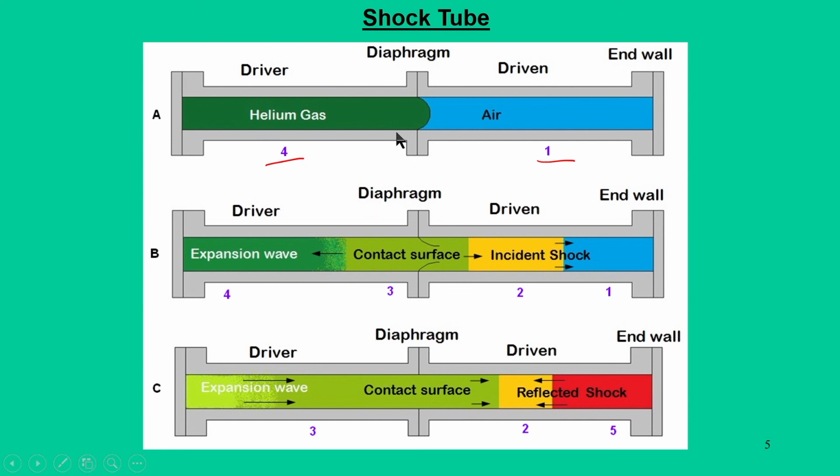Now, what happens when you have kept this gas filled, what you do is that you ensure sufficient pressure in the driver section, so that the intermediate diaphragm ruptures. Now, when it ruptures, you see in the beginning the initial colors are given. The initial colors also suggest the different conditions 1 and 4.